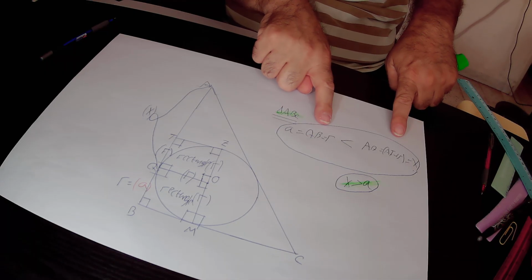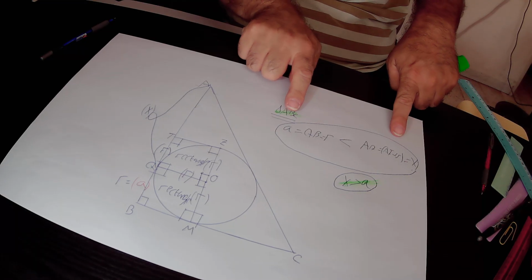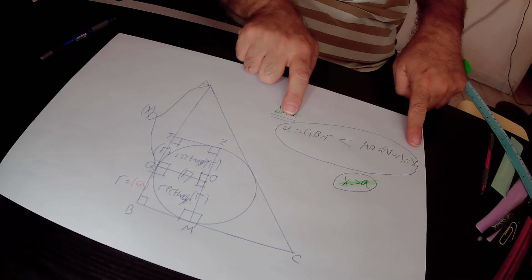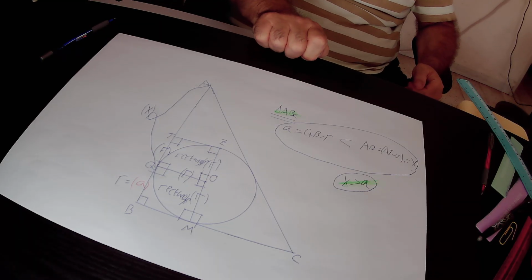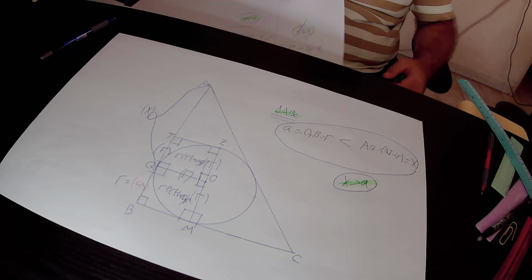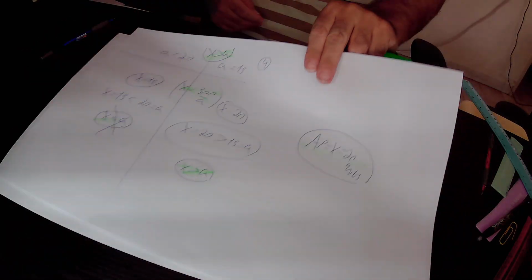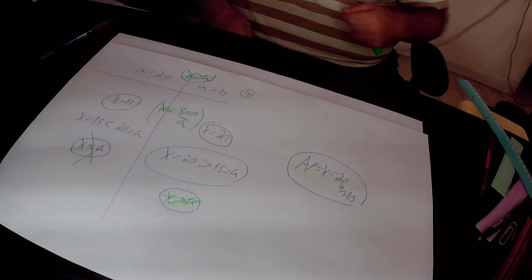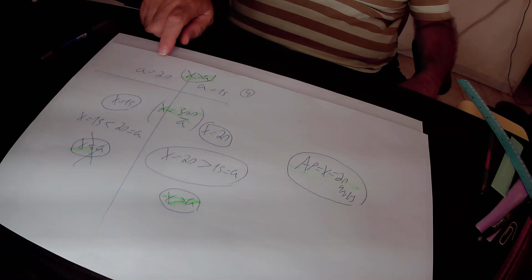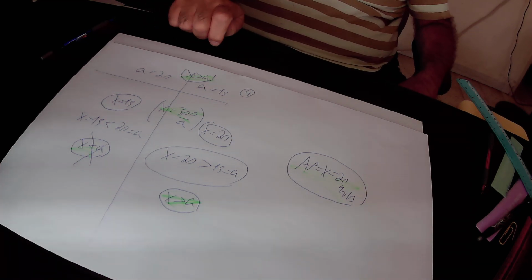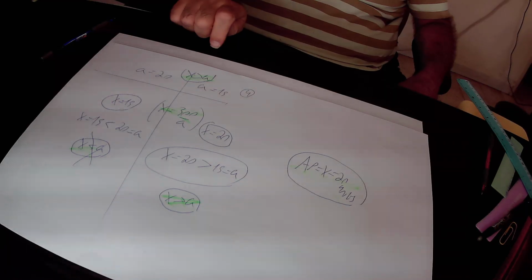From this inequality, we realize that A is smaller than X, or X is greater than A. We just found that X is greater than A, and we have two possible solutions for A, either 20 or 15. Now we'll find out which is the correct solution for A, 20 or 15.